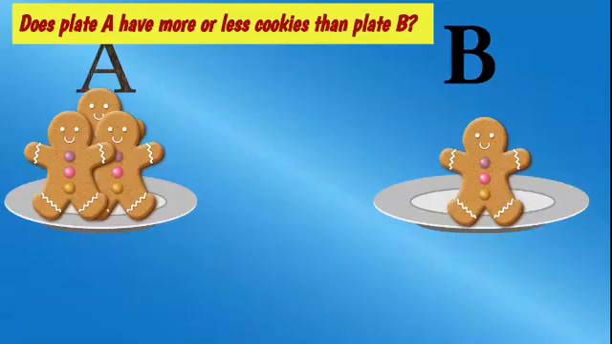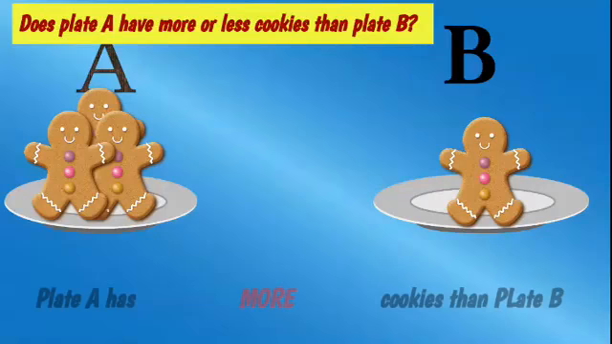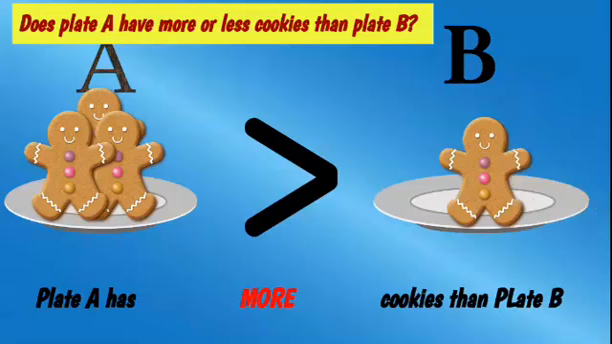Another example, does plate A have more or less cookies than plate B? So we can see that plate A has more cookies than plate B. Using our symbols, here we have our more than. Our open end faces plate A, since plate A has more cookies. Pointed end facing plate B, since plate B has less cookies.